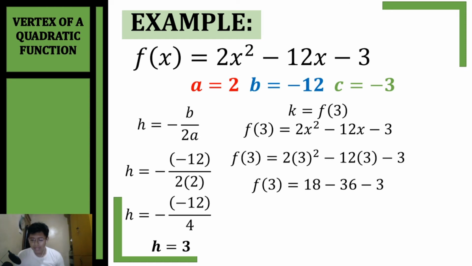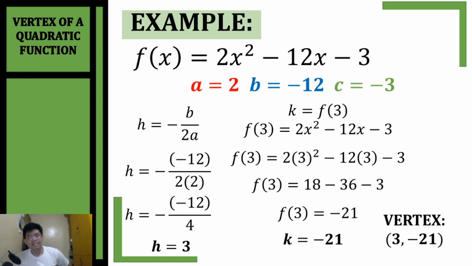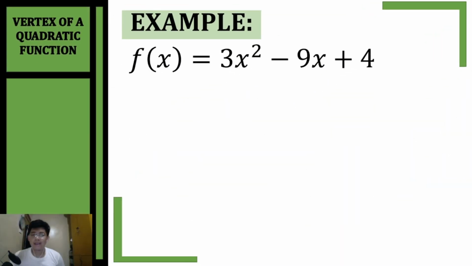And then combine like terms, we will have f of 3 is equal to negative 21. Since our f of 3 is negative 21, that will also be our value for our y-coordinate. So we will have a vertex of 3, negative 21. Alright, okay, let's have our last example for today.